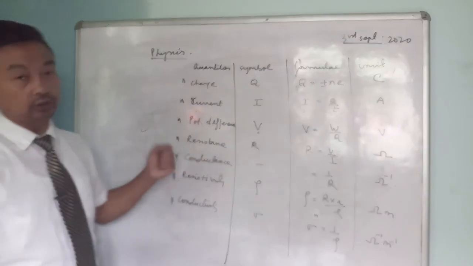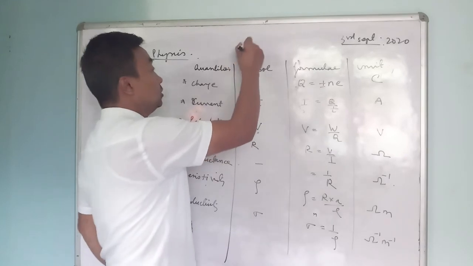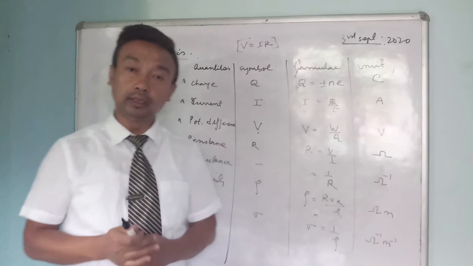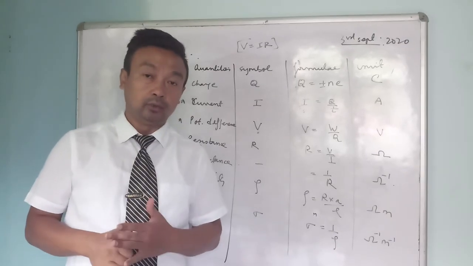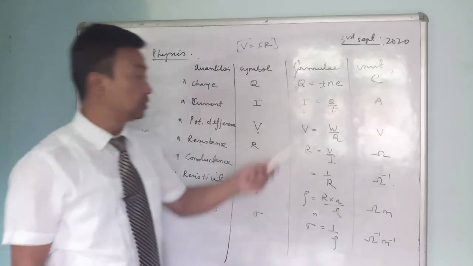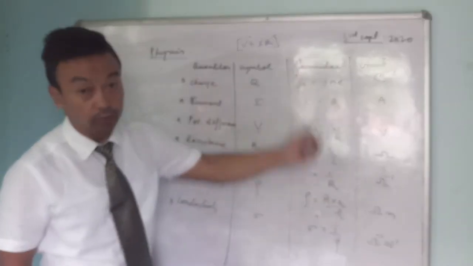In addition to this, you have also learned Ohm's law, which is V equals IR. So, in the next class, we are going to deal with the numericals, some of the very easy numericals using some of these formulas here.